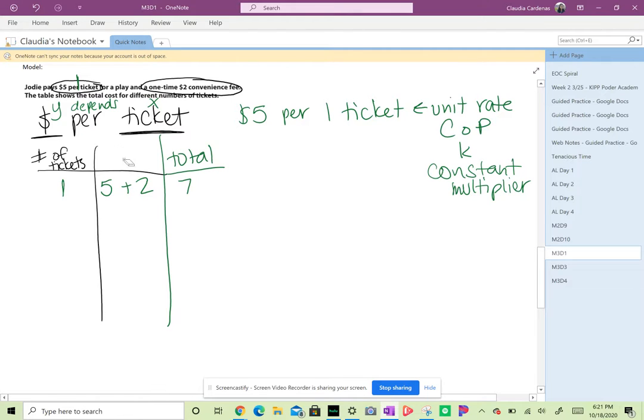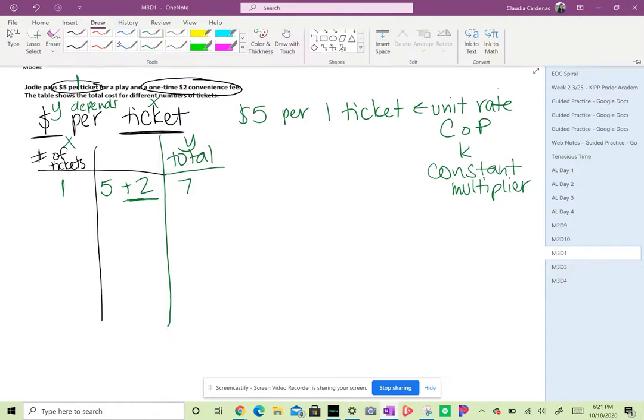So I'm going to change my labels here for just a second so that we know we have $5 per ticket, right? So every number of tickets here is the X and the total is the Y. But in order to get the Y, we not only multiply by 5, but we also have to add that $2 convenience fee here. Okay, so we're just going to leave that column there to show some work.